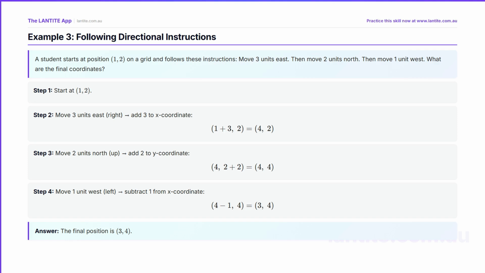Next, move 2 units north. North means up, so we add 2 to the y-coordinate, going from 2 to 4. The position is now 4, 4. Finally, move 1 unit west. West means left, so we subtract 1 from the x-coordinate, going from 4 to 3. The final position is 3, 4. Always track x and y separately.